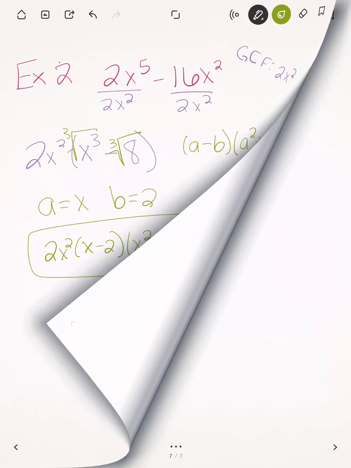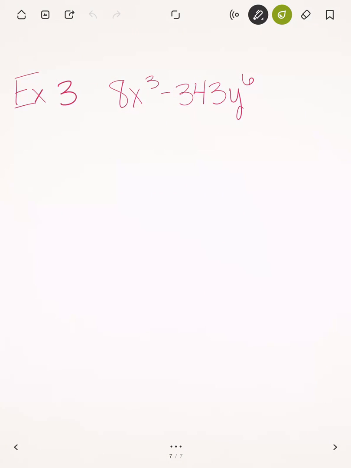Okay, so I have one more example. This one now has two variables. I still look for a GCF. I notice x and y, they don't have anything in common. 8 and 343, there's nothing in common. So there is no GCF. So I notice that it's a difference. So here's my difference formula. Right there.